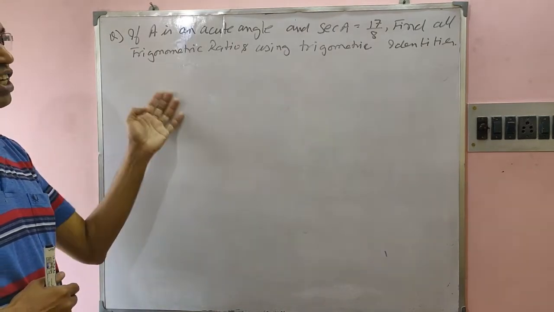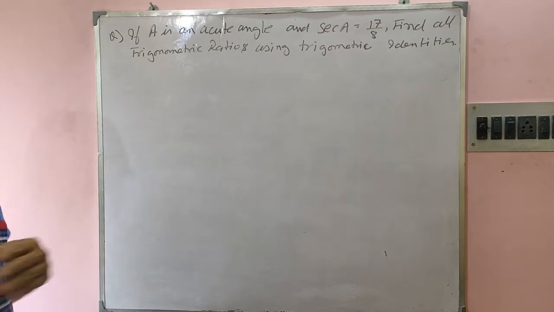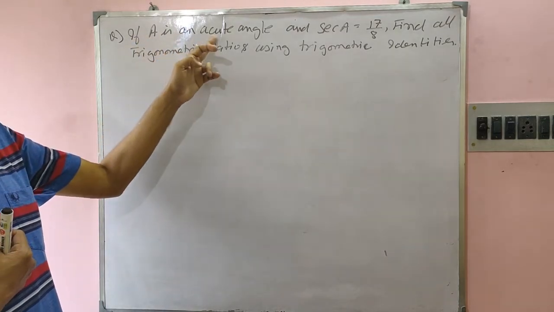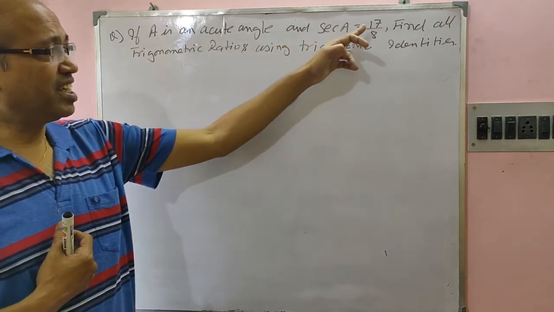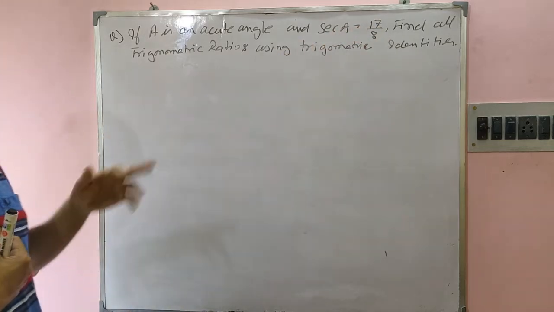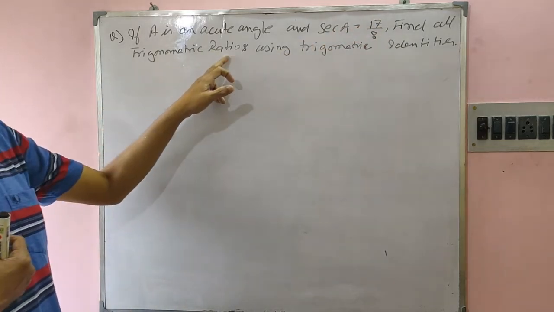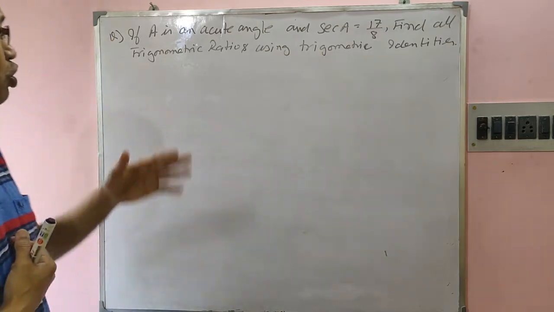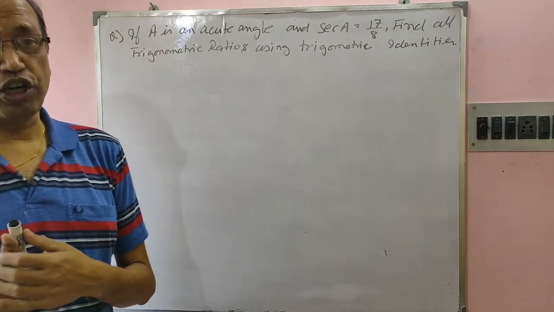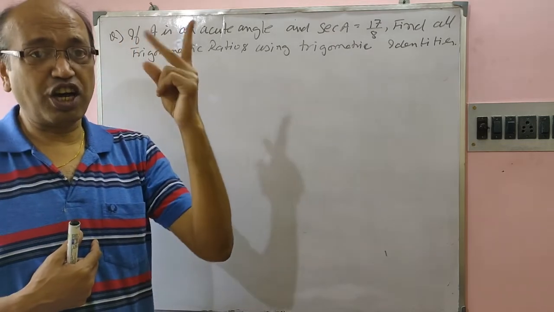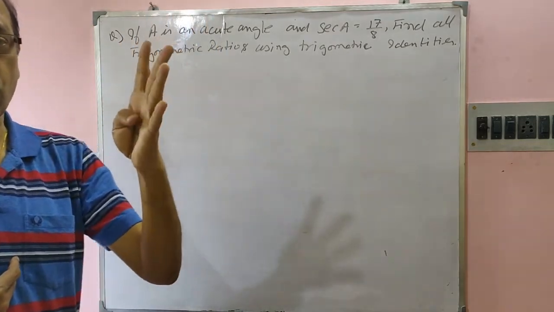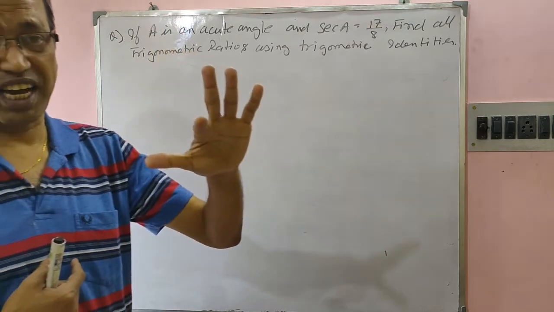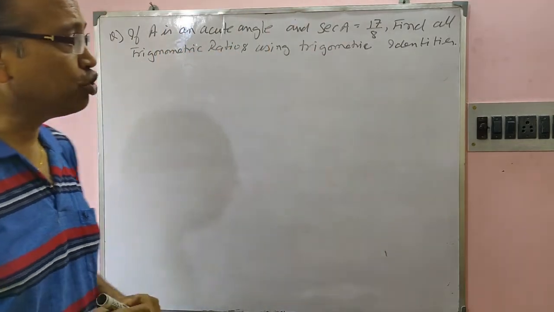There is another type of question. It comes like this. Given if A is an acute angle and secant A is 17 by 8, then find all trigonometrical ratios using trigonometric identities. Now what do you mean by trigonometric ratios? Trigonometric ratios are sine theta, cos theta, tan theta, cot theta, cosec theta, secant theta.